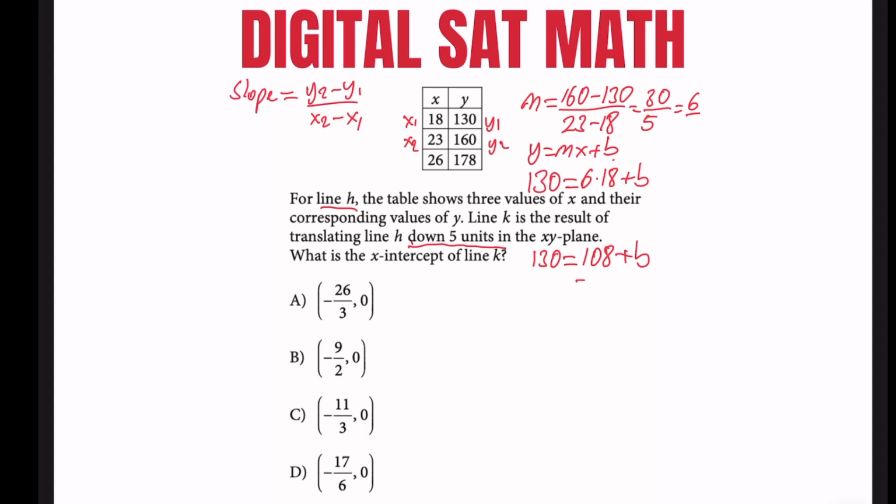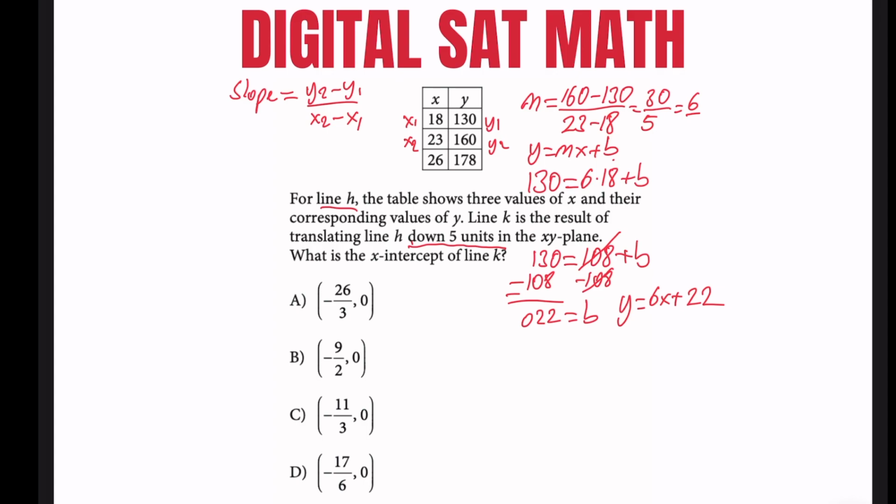So we need to subtract 108 from both sides to find the value of b. When you take away 8 from 10 you get 2. We borrowed 1 from here, 2 minus 0 is 2. So b is equal to 22. So our initial equation, if you rewrite it, is y is equal to 6x plus 22.